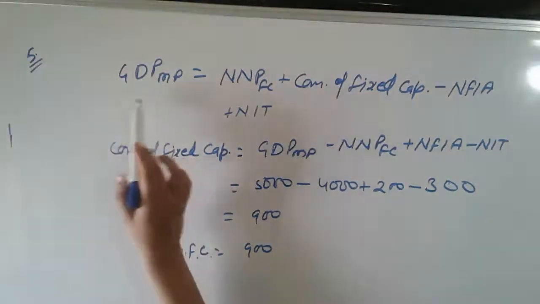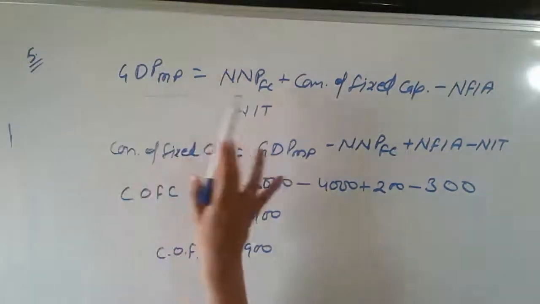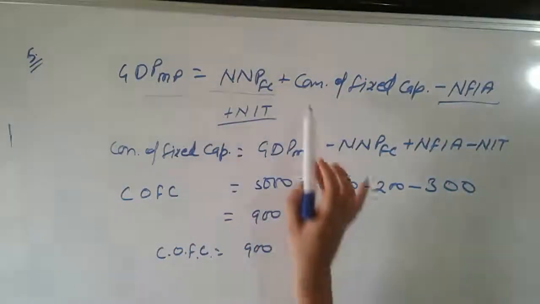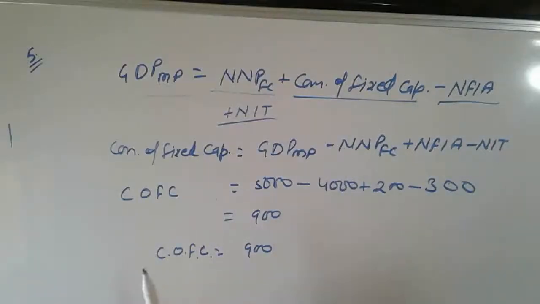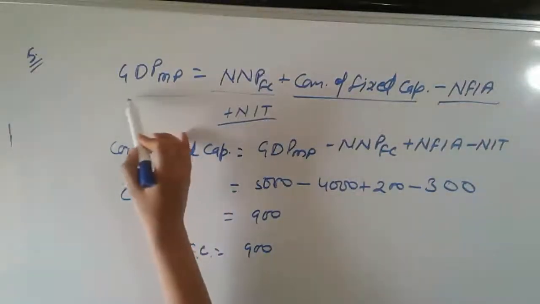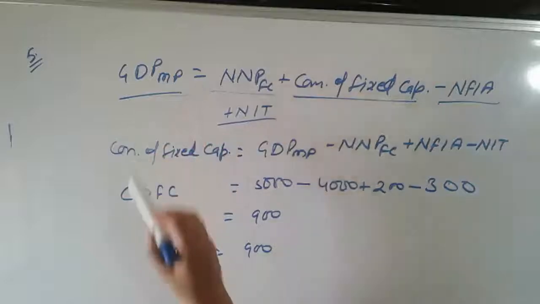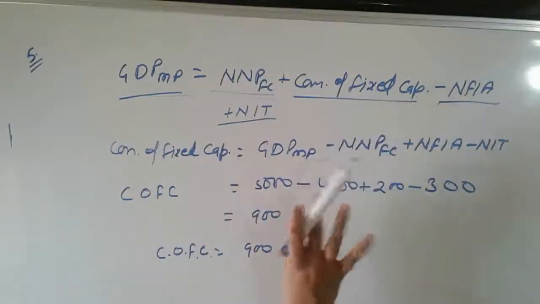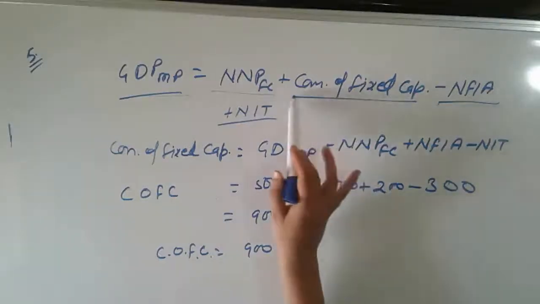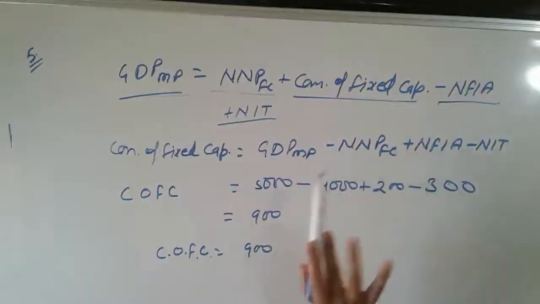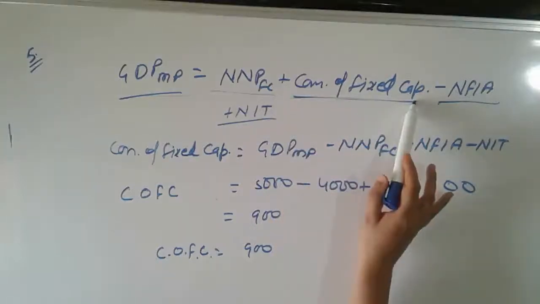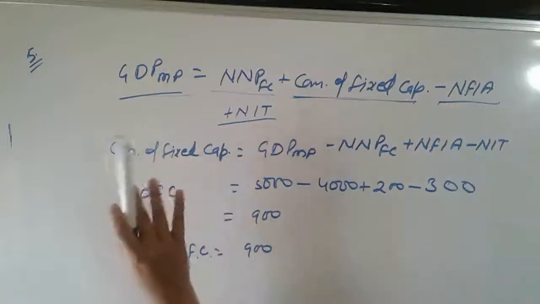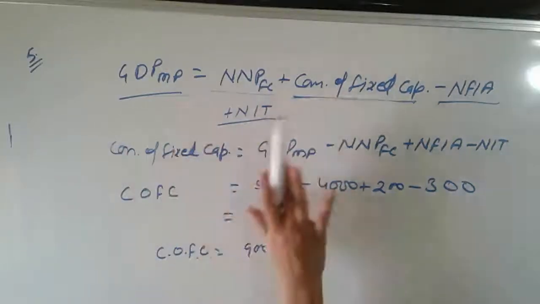In example number 5, we are given GDP at MP, NNP at FC, net factor income from abroad and NIT, and we have to calculate consumption of fixed capital. So how will we solve it? First, write the GDP at MP on the left hand side and the remaining variables on the right hand side. Now, we are given all the variables in the question, but we have to calculate the consumption of fixed capital. So we will take this variable on the left hand side and all the remaining variables on the right hand side.